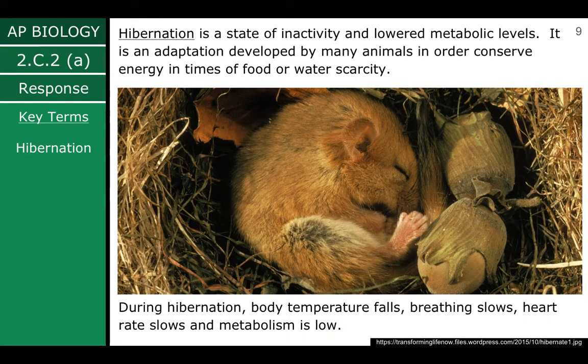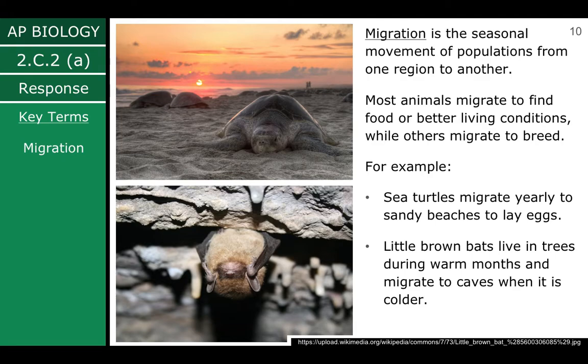Hibernation is obviously a state of inactivity and lowered metabolic levels. It's an adaptation developed by many animals in order to conserve energy in times of food or water scarcity. So that's why you often see that during the winter time. During hibernation, body temperature falls, breathing slows, and heart rate slows. Metabolism is low. It's a survival mechanism. So far we've looked at photoperiodism, phototropism, hibernation, all as responses to external environments.